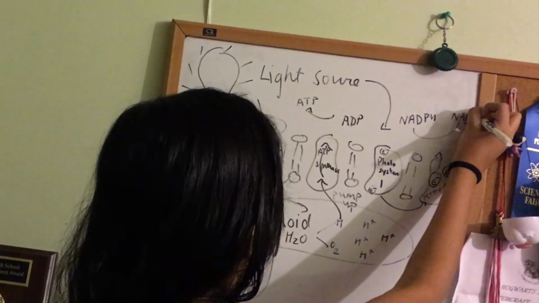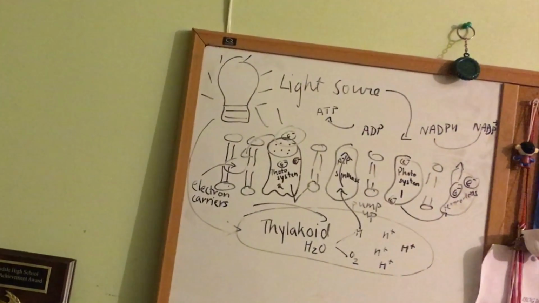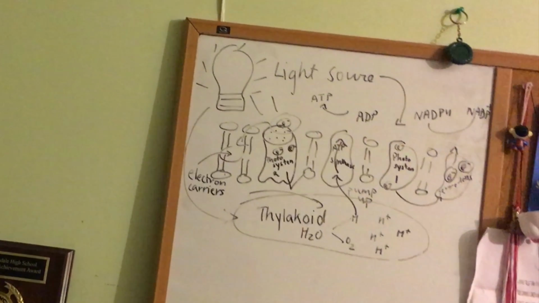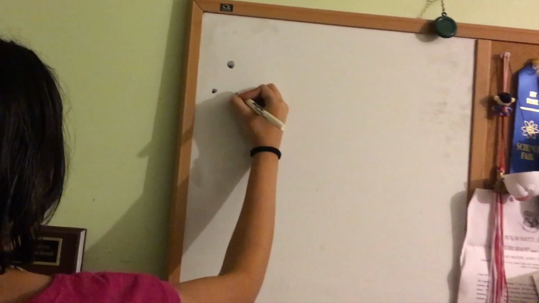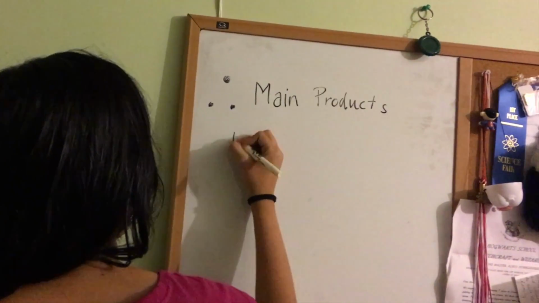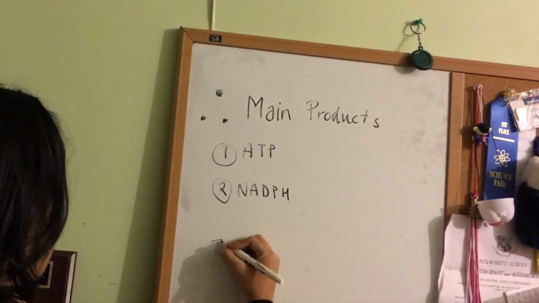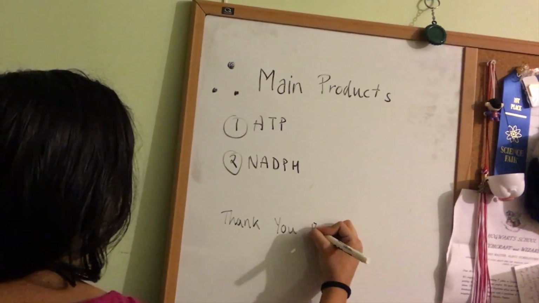ferredoxin. The enzyme NADP reductase catalyzes the transfer of the electron from ferredoxin to the energy carrier NADP+. 2 electrons are required to reduce NADP+ fully to NADPH. NADPH and ATP are the final products of the light-dependent reaction. They supply chemical energy for the light-independent reaction to occur.